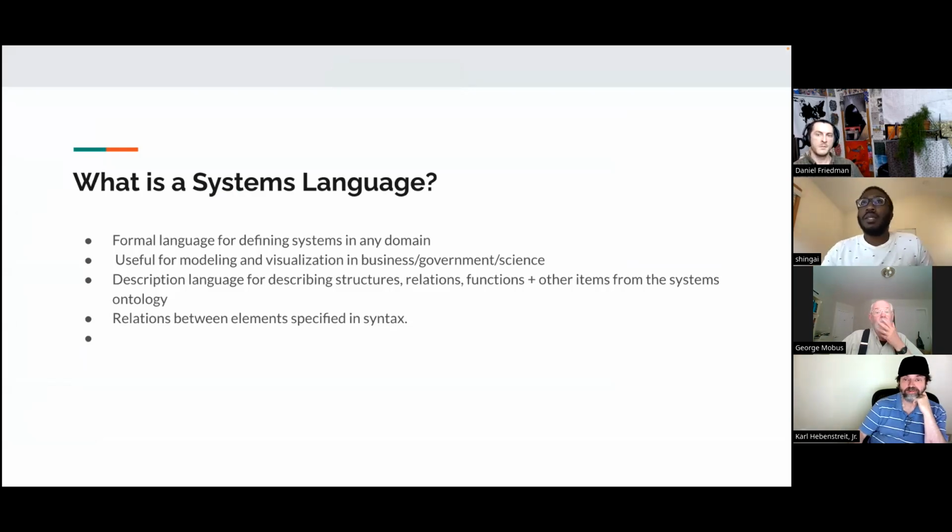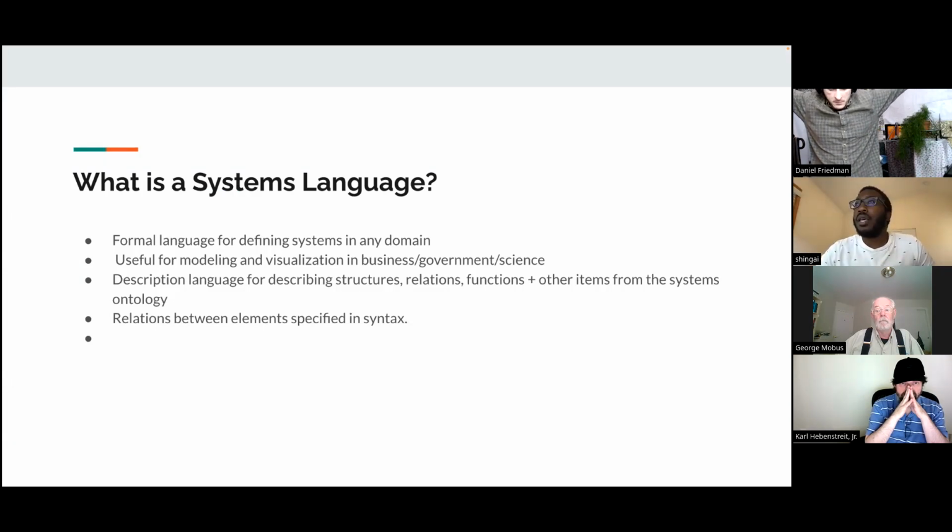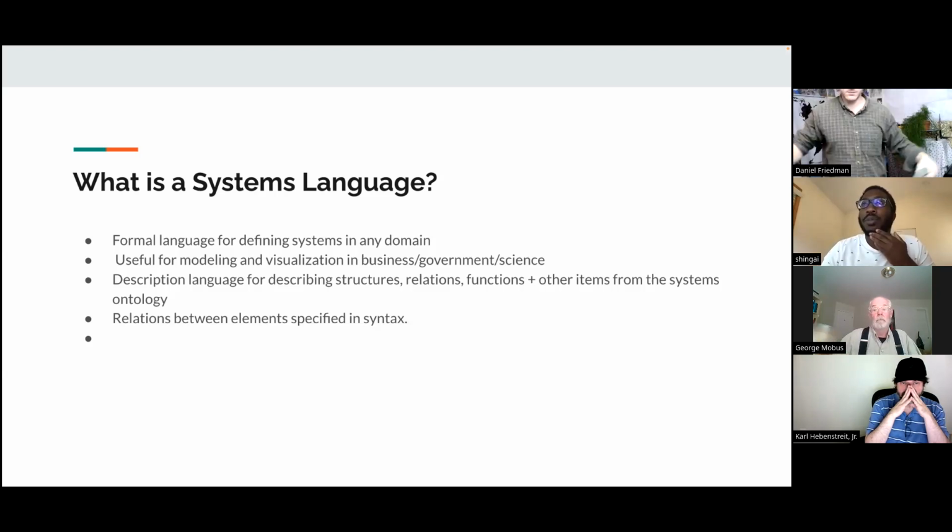Okay, great. So what is a systems language? It is a formal language for defining systems in any domain. This would be useful for modeling and visualization in business, government, and science, and it is a description language for describing the structures, relations, and functions, plus the other items in the systems ontology outlined in the textbook. The relations between the elements would be specified in the syntax. So this would have a lot more in common with something like HTML or XML than a scripting language like JavaScript or something like Python.